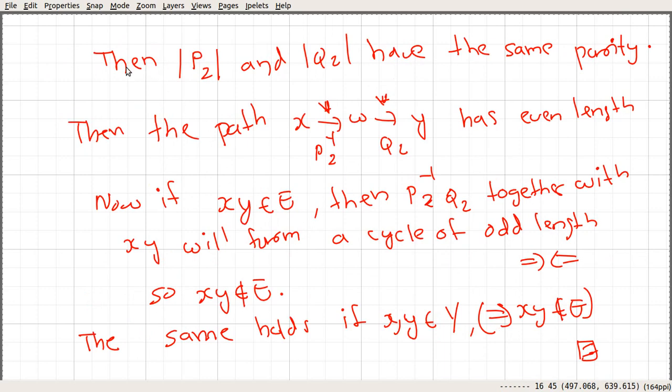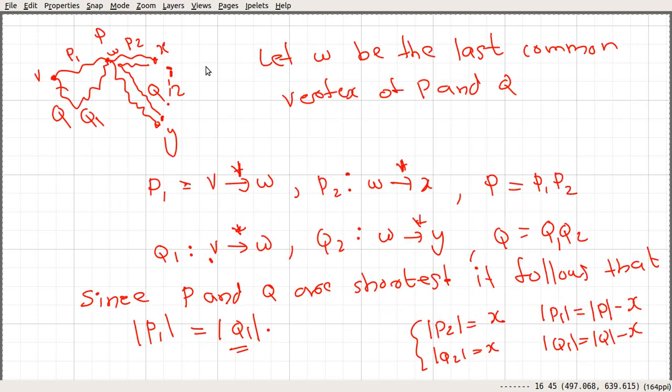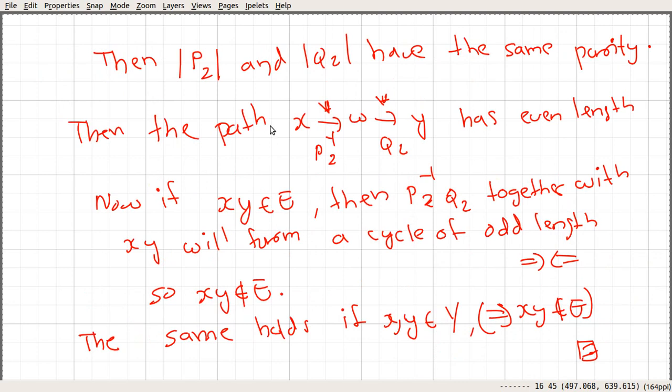Because of that, if p1 and q1 have the same parity, then p2 and q2 must also have the same parity. So if the length of p1 is odd, the length of p2 must be odd, because the total length is even, right? Similarly, if the length of q1 is odd, q2 is also odd, or if the length of q1 is even, the length of q2 is also even. So that's what this sentence says: then p2 and q2 have the same parity.